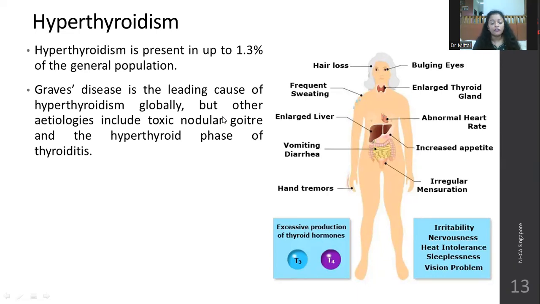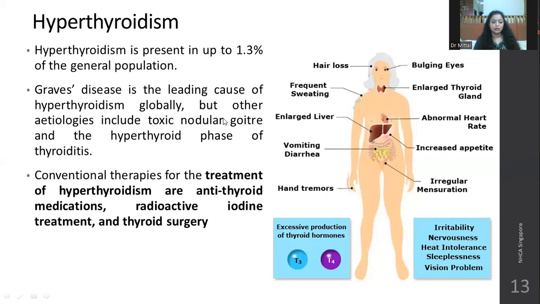Thyroiditis, that is an inflamed thyroid gland, could also lead to hyperthyroidism. Conventional therapies for the treatment of hyperthyroidism are anti-thyroid medication that inhibits the secretion of T3 and T4, radioactive iodine treatment, and thyroid surgery to take some part of the thyroid away. If it is too hyperactive, just take a part of the thyroid away to bring down the hormonal secretion.